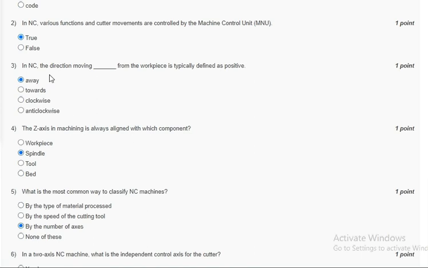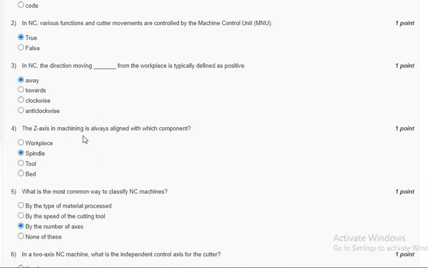Next question. In NC, the direction moving away from the workpiece is typically defined as positive. So the direction moving away from the workpiece is defined as positive, and towards the workpiece is called negative. So the first option is correct, away.